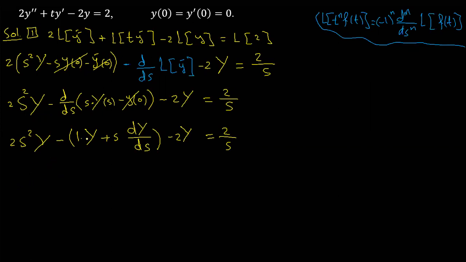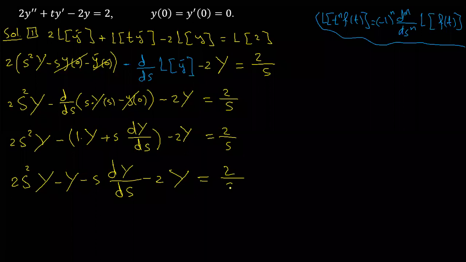Let us continue here. I'm going to multiply this minus inside. So it's 2 s squared y capital minus y capital minus s dy capital over ds. Am I right here? Minus 2y capital equal 2 over s. Great. Now this with this are the same, so negative 3, negative 3. Let me write in details: 2 s squared y capital minus 3y capital minus s dy capital over ds equal 2 over s.